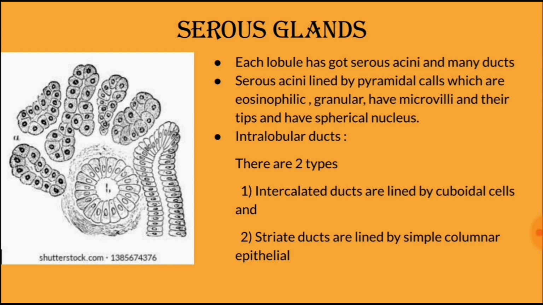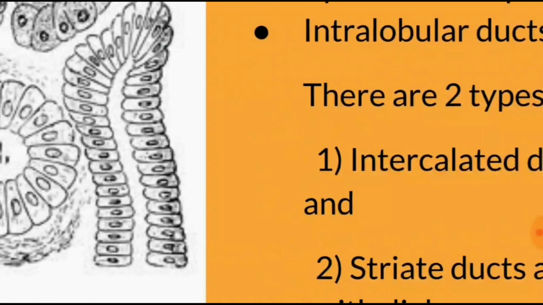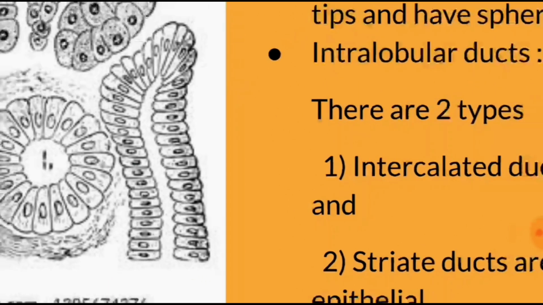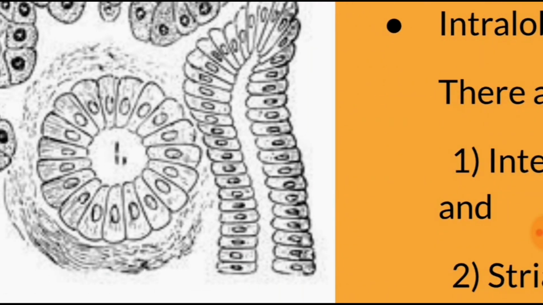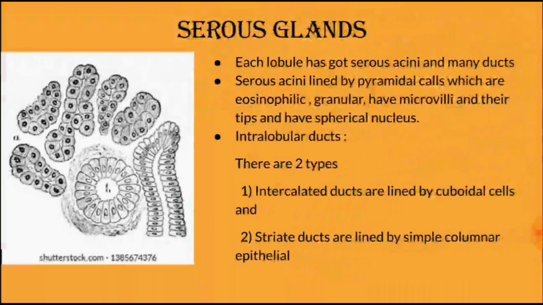The serous acini has pyramidal cells which are eosinophilic and granular, and have microvilli at their tips. They also have a spherical nucleus. You can observe over here the pyramidal shaped cells with an eosinophilic, granular structure inside the cell, and you can observe the spherical nuclei as well. So that is an acini as well as a conducting duct through which the secretions are sent. So this is a pyramidal shaped cell.